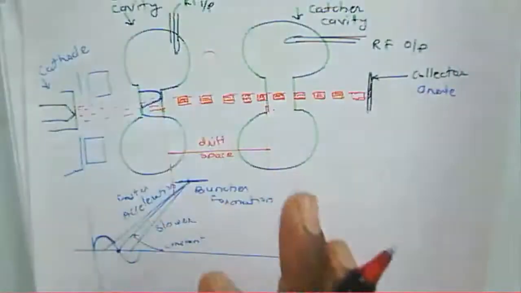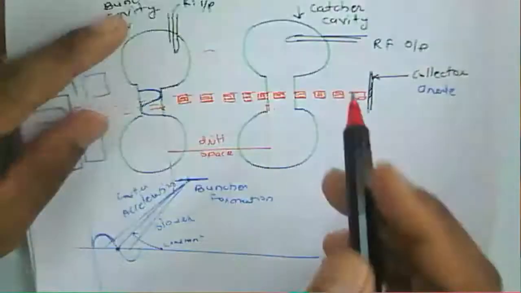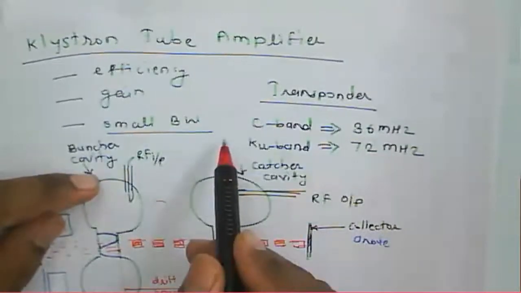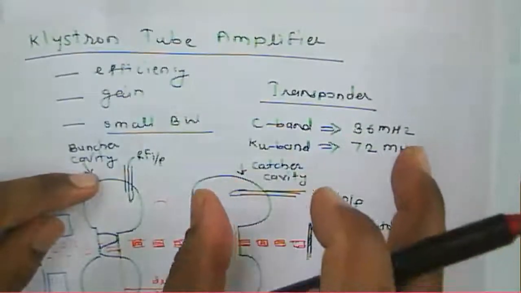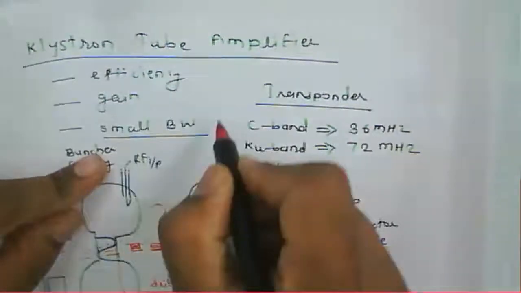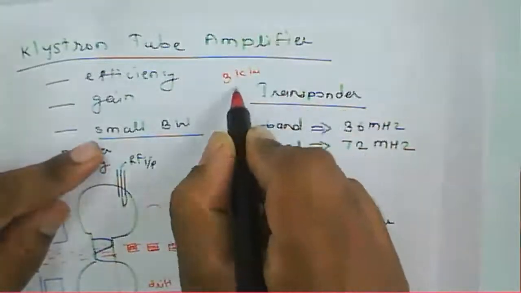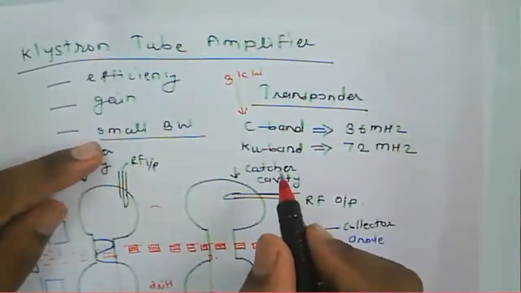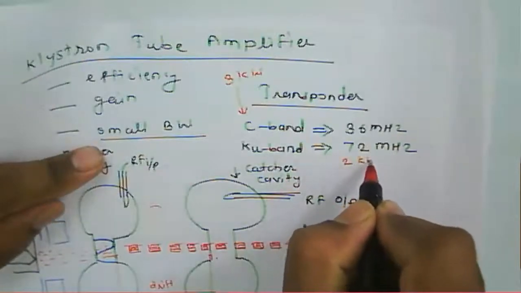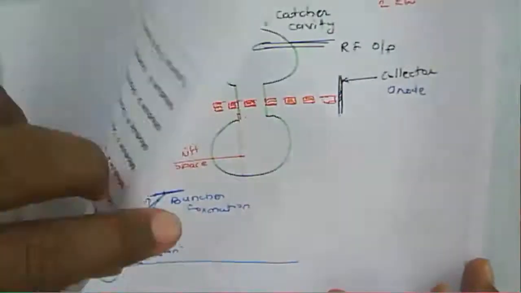Okay, so that's why a Klystron tube amplifier can be used in satellite communication for the given particular band, and it has a typical output of about 3 kilowatts if it works in C band, and if we consider Ku band, it has 2 kilowatts of output here. So that is about the Klystron tube amplifier.